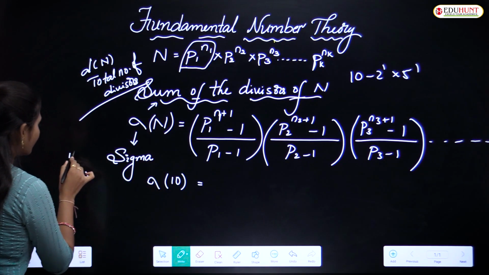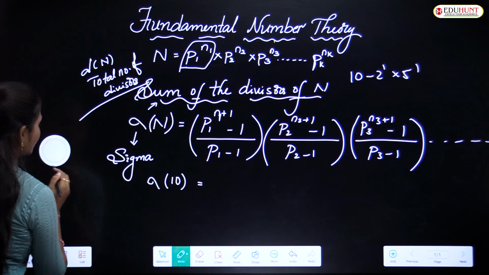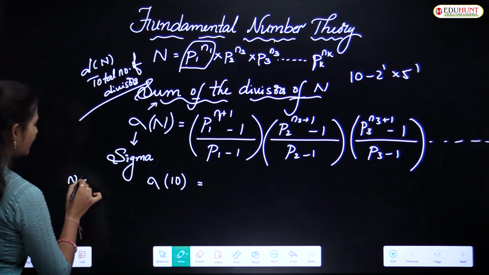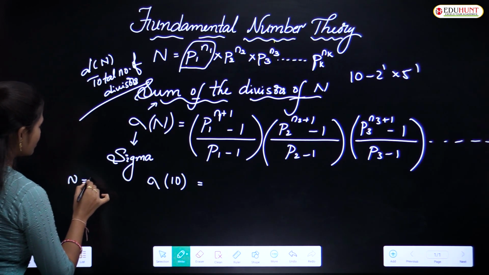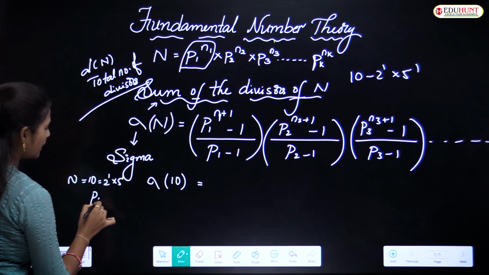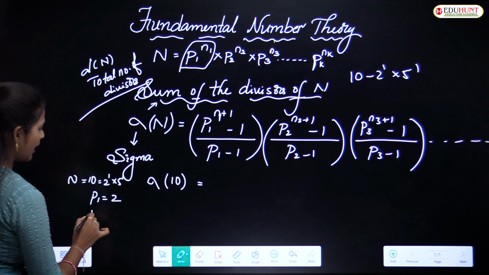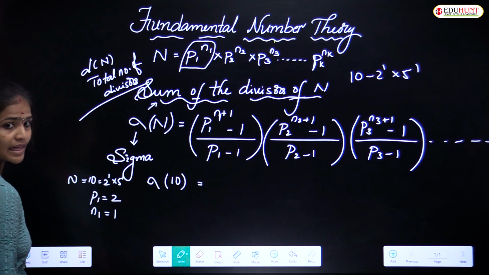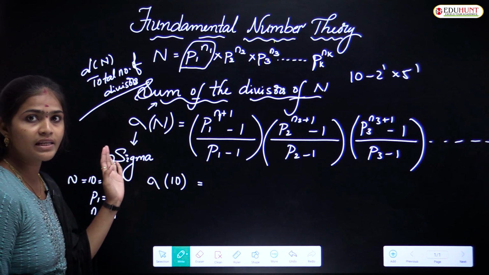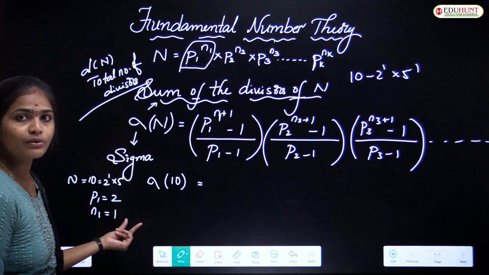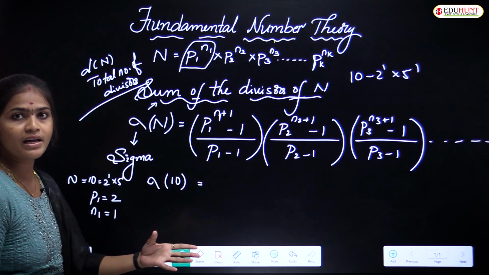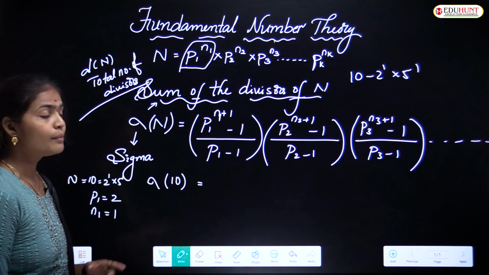d of n. Before going to that, how to represent that n here? N means 10 only, no? So 10 is equals to 2 power 1 into 5 power 1. So here p1 is equals to 2, n1 is equals to 1. So here we have to take that p1 and n1 also. Before, we took only powers. Here we have to consider p1 as well as n1, which means the prime numbers we have to take as well as the powers also.